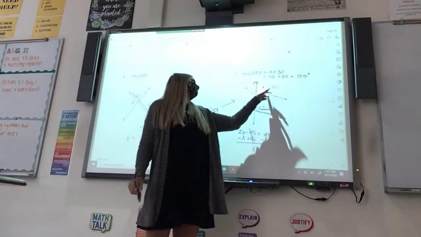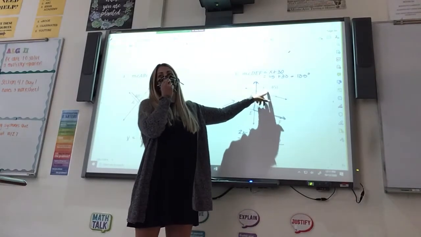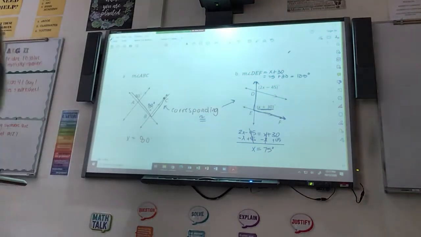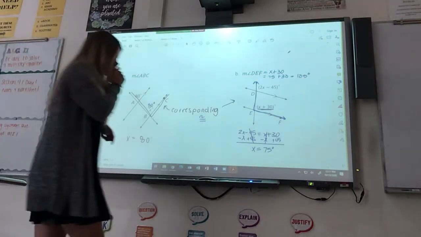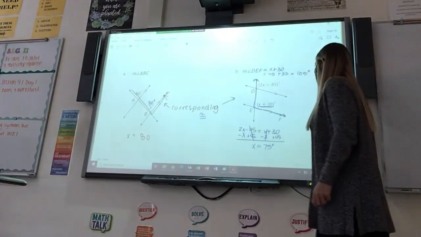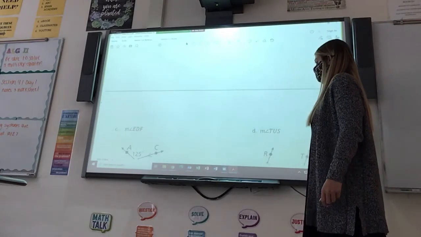Without plugging in for x, for this angle up here, what's the angle measure? 75, or 105? Yeah, 105, because they are the same, they are congruent. That makes sense.